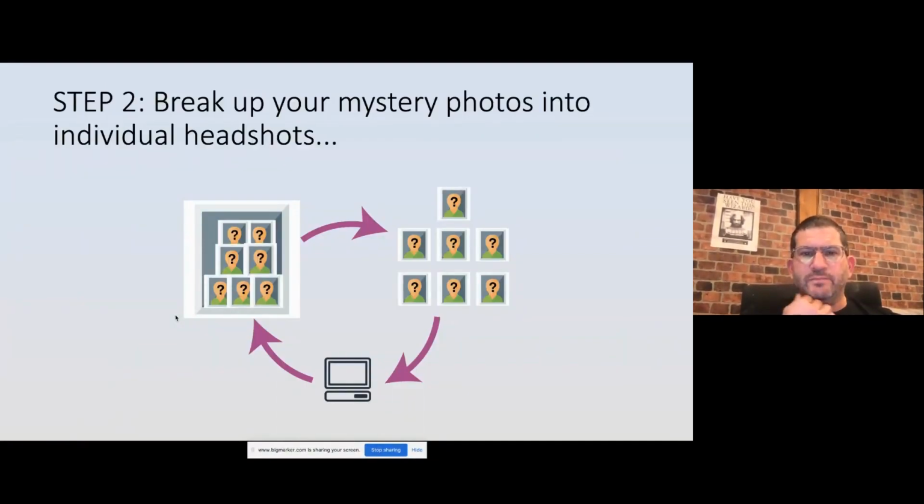So that's really step one. Step two is to break up what I call your mystery photos, whatever you want to call them. I showed you the one in the beginning. I'm going to show it to you again, broken into individual headshots. And you do that in the same way.